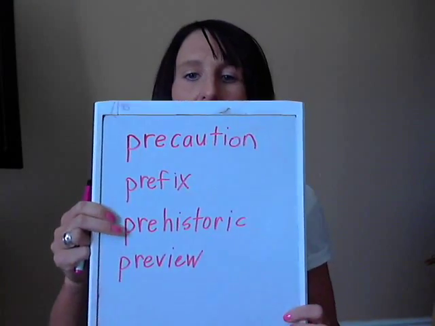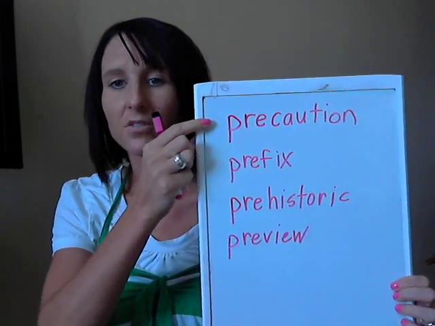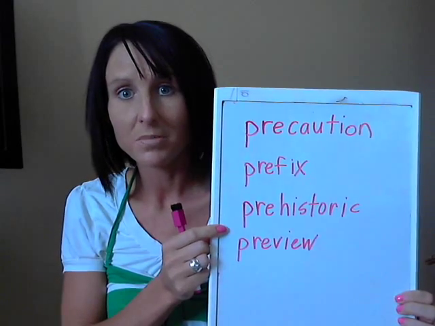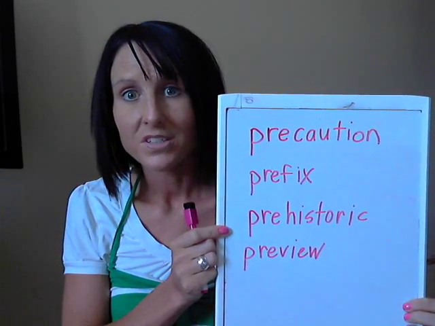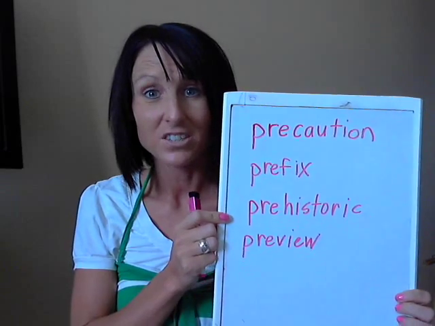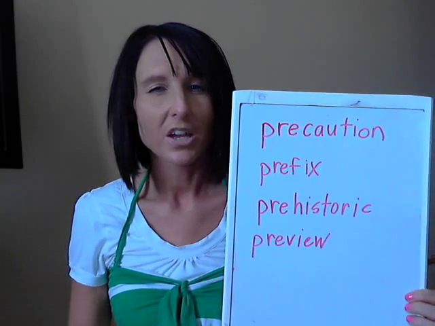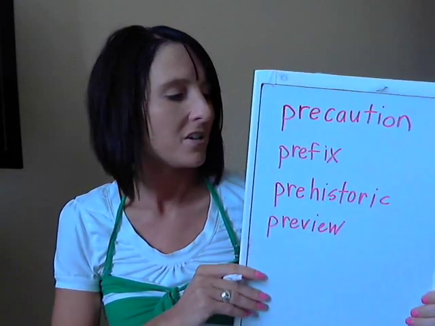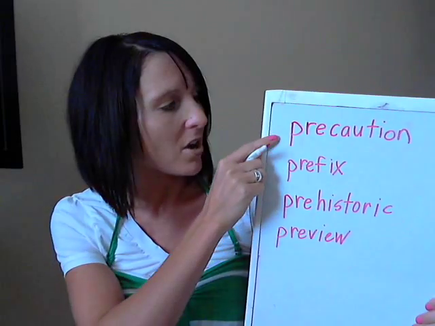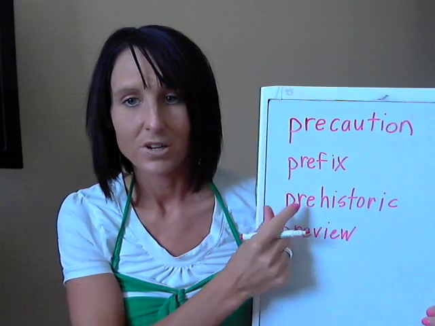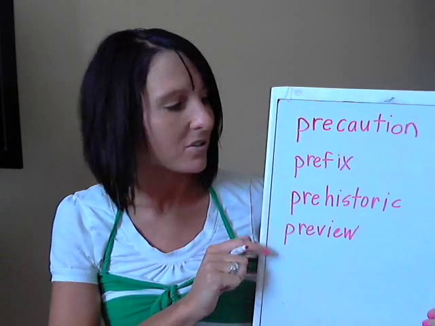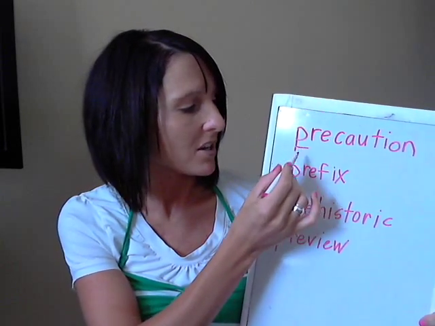Here is my whiteboard, and as you can see, I've written out the 4 words that you're going to have to alphabetize, and it gets tricky, and I wanted to just clarify how you're going to do this. So these 4 words start out pre. So when you do alphabetical order, you always look at the first letter. Look.